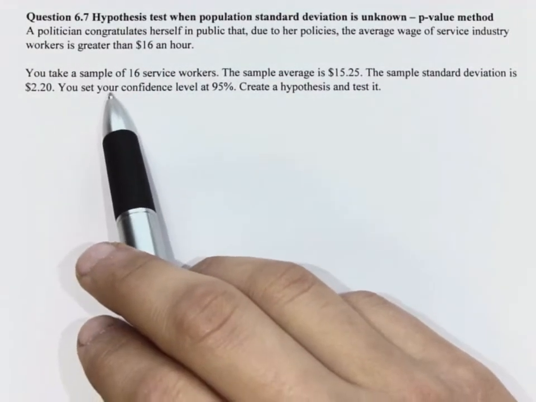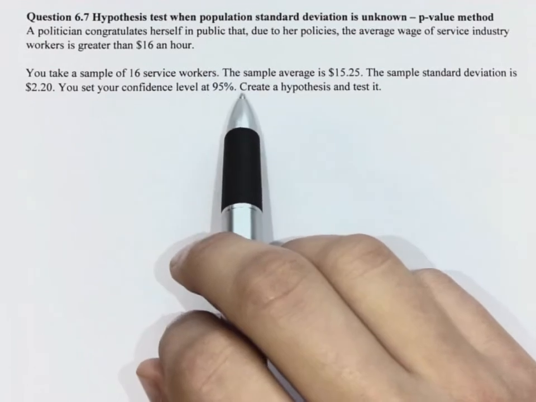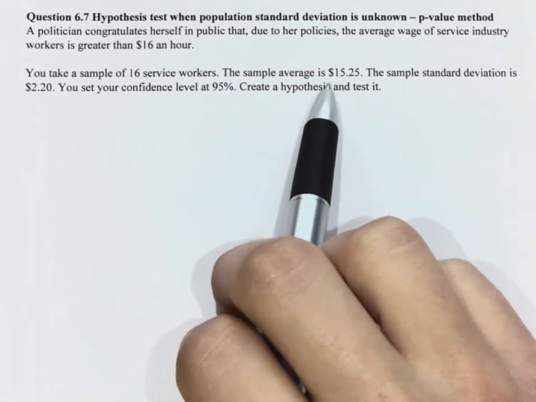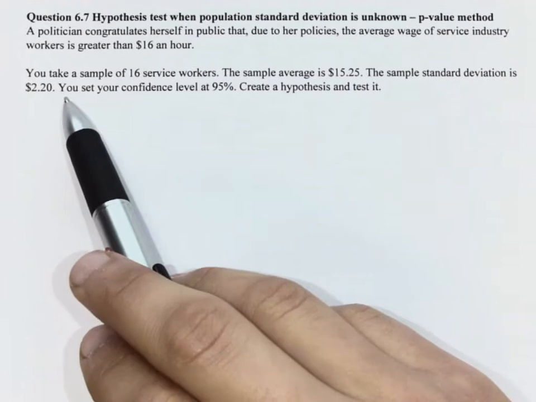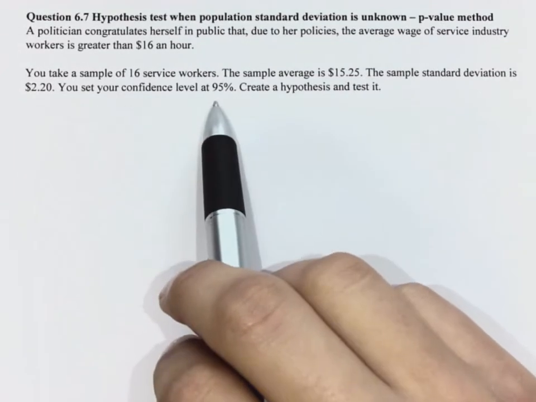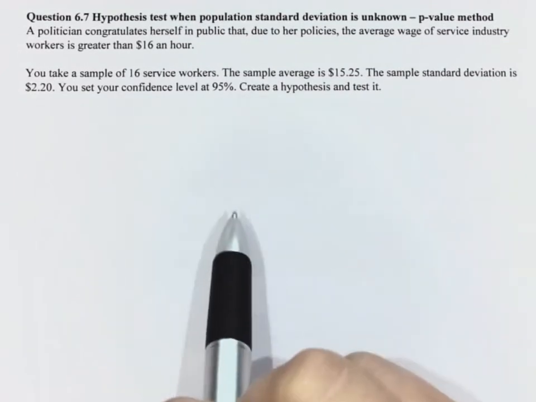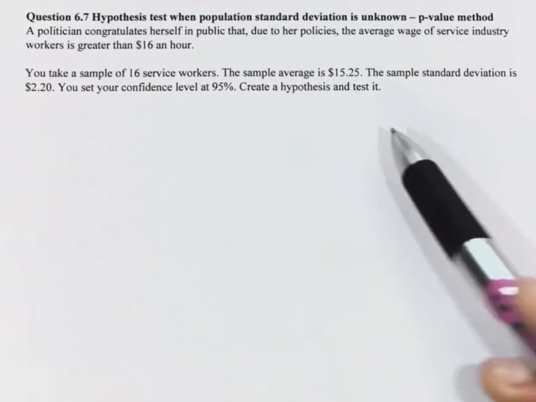You take a sample of 16 service workers. The sample average is 15.25. The sample standard deviation is 2.20. You set your confidence level at 95%. We're going to create a hypothesis and test it.